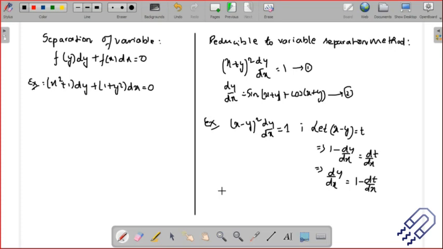So x minus y becomes t square, so this is t square, and dy dx becomes 1 minus dt dx, is equal to 1. So the task now, solve it and tell me. Solve this one, this one I think you can do. Tell me what is the answer to this. And this one I have told you what to do. You just substitute and get this expression, and then solve.